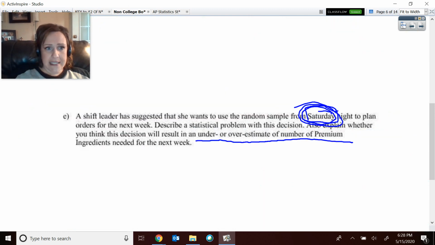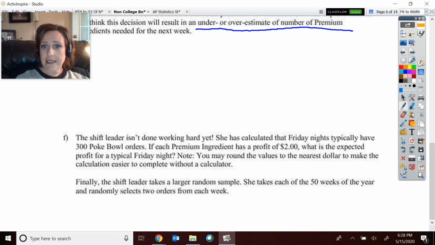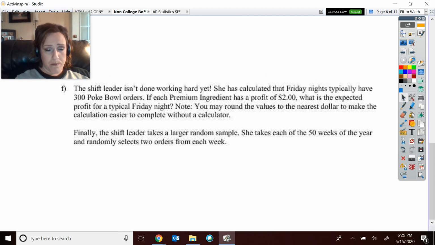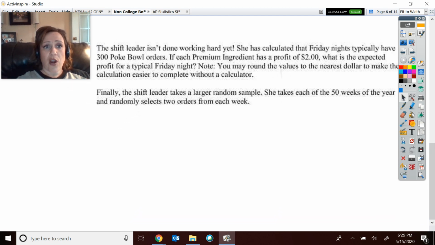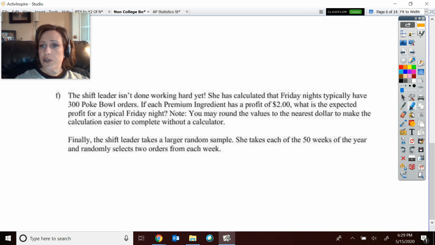All right, next. The shift leader isn't done working hard yet. She has calculated that Friday nights typically have 300 poke bowl orders. So now she wants to do some estimating on some profits, okay? So here we go. 300 bowl orders.